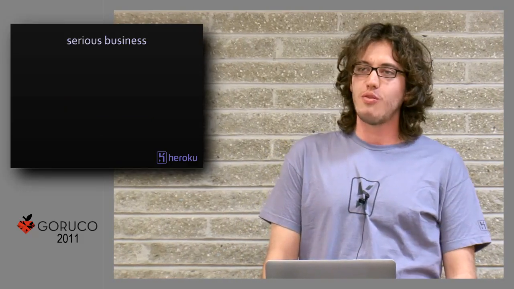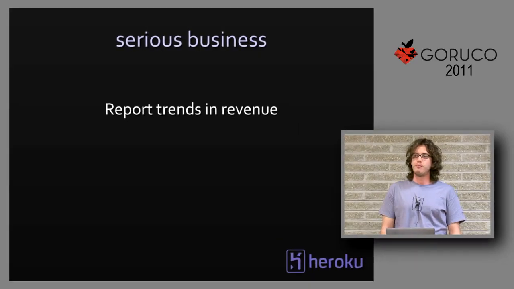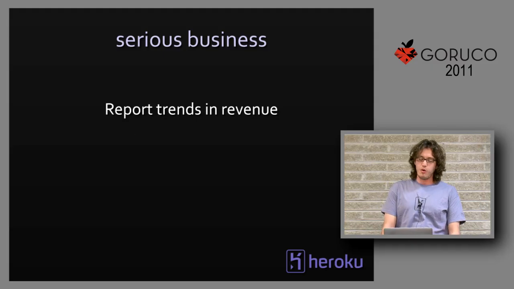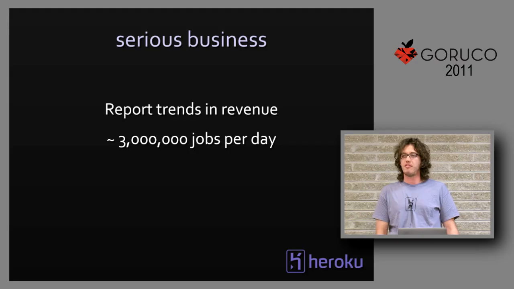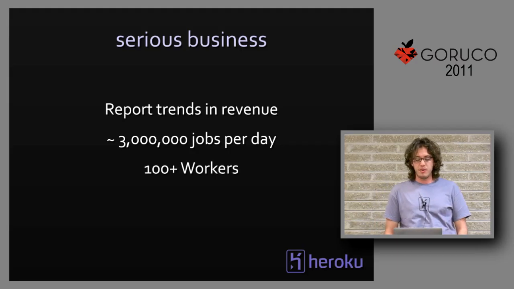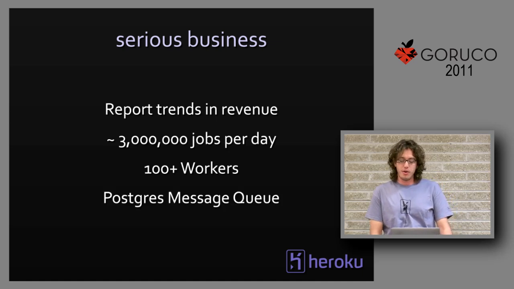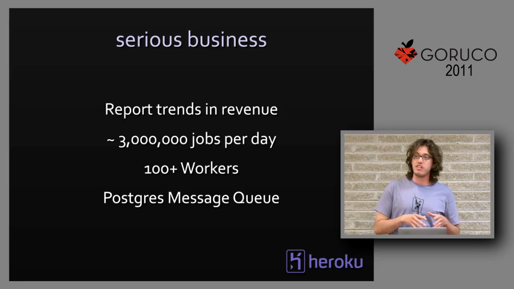So I had to write this program for our business intelligence team, and it was pretty crazy. We wanted to report and predict some trends in our revenue for our Heroku customers, and we estimated that we would have about 3 million jobs per day that we had to run. To handle all this work, we figured that we needed about 100 workers. We were also going to be using Postgres as our message queue to dispatch all of our jobs.